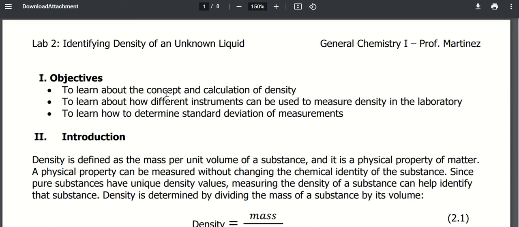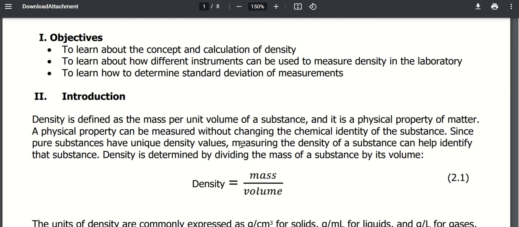Hi everyone. So in this video, we will be outlining the main ideas and objectives of Lab 2, where we are calculating, determining densities. We're going to learn how to use different instruments and how different instruments may affect the density measurement that you obtain. And we're also going to learn how to determine standard deviation of measurements.